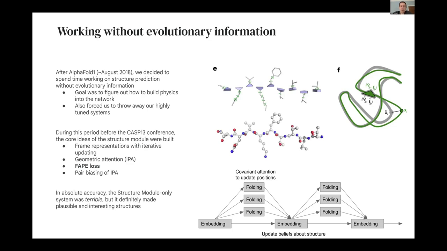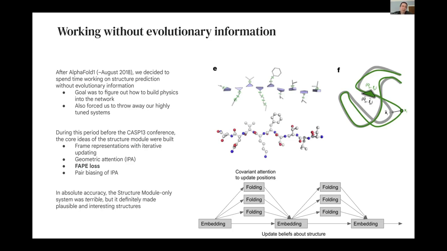And to be clear, the results were absolutely terrible. They were like 30 GDT systems, but they weren't 20 GDT systems. And when you looked at the structures, they looked like proteins. They looked like reasonable wrong answers. They had helices, they had sheets. And it kind of became clear that this seemed like a good idea.